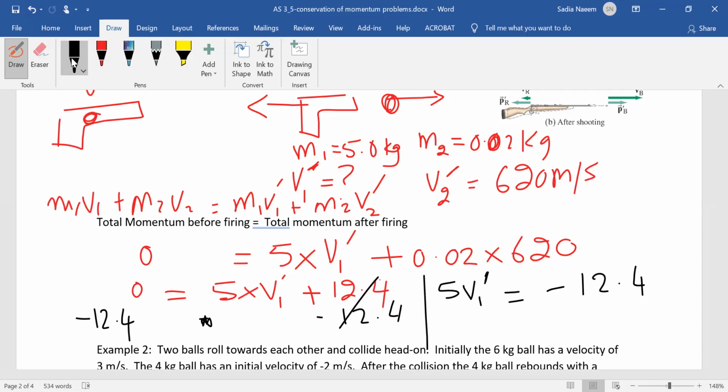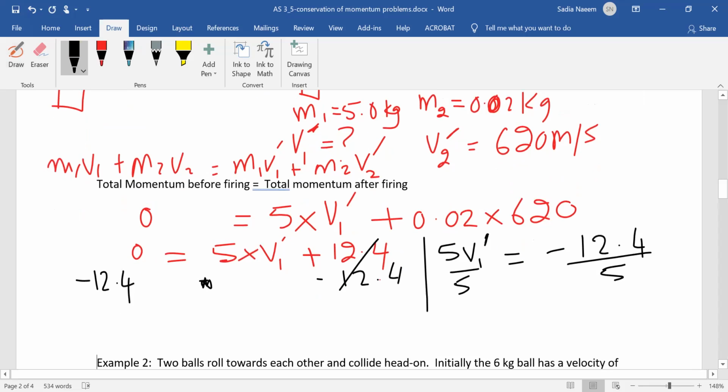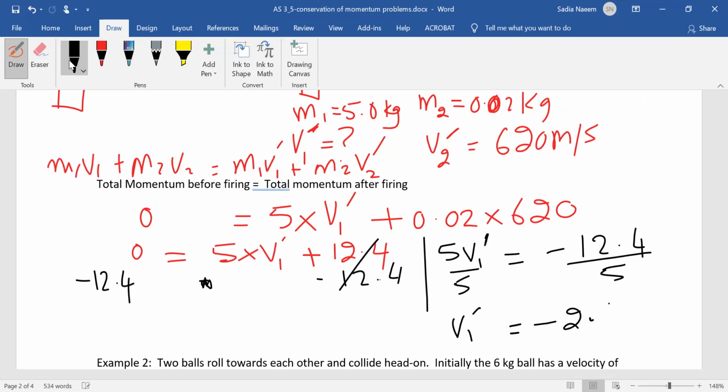And then you want to divide out 5. Divide both sides by 5. So you get, create a little more room. So v1 prime is 2.48 or negative 2.48 meters per second. You can round it to 2.5 if you like.